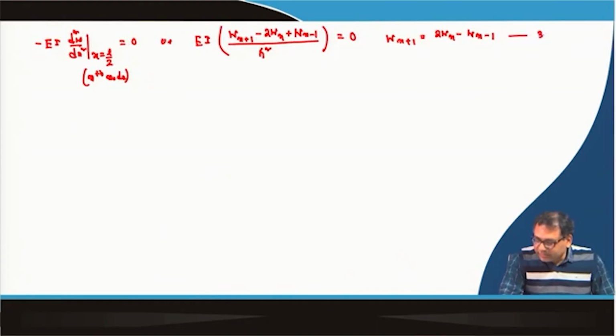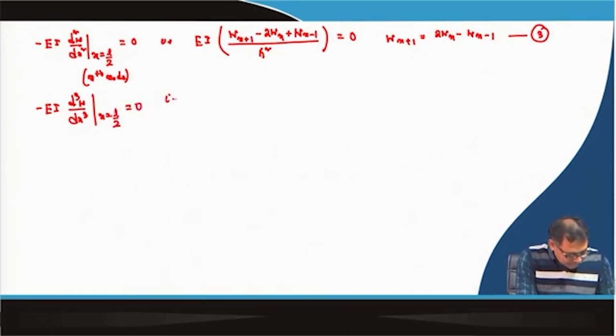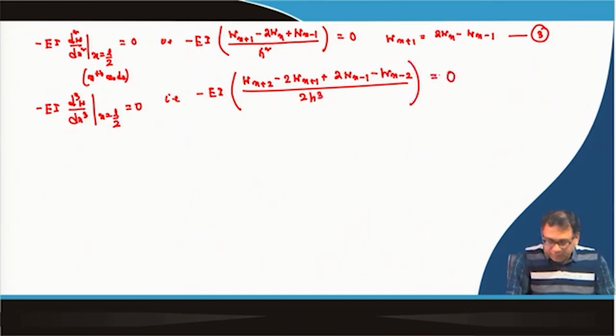this is third condition, and we have the fourth boundary condition, that means the shear force d 3 w dx 3 at x equal to L by 2, that is also 0. So, that is minus E I. So, this will be minus. So, I am applying the finite difference form, w n plus 2 minus 2 w n plus 1 plus 2 w n minus 1 minus w n minus 2, over 2 h cube. So, this is equal to 0.